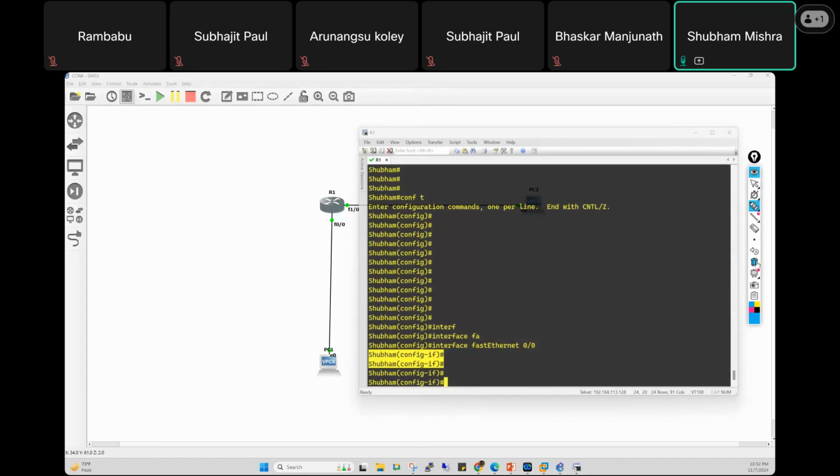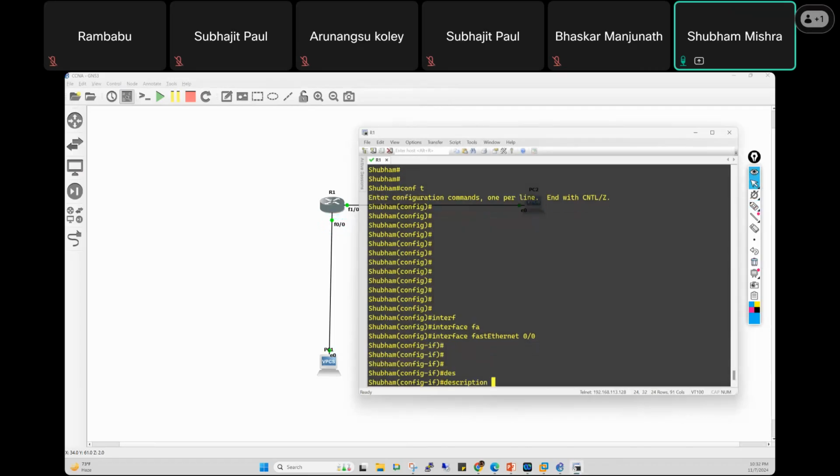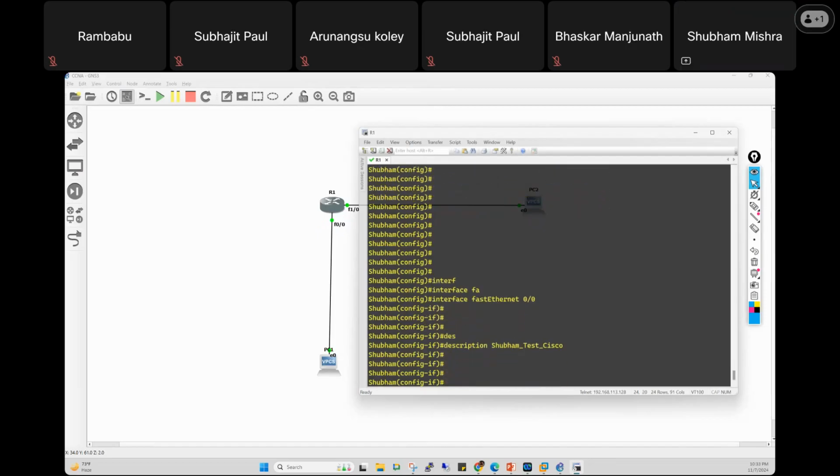Getting my point, everyone? So for example, I am writing description Shubham test. I write this word. So what I did for this interface is I wrote the description. Getting my point, everyone? Yes or no?